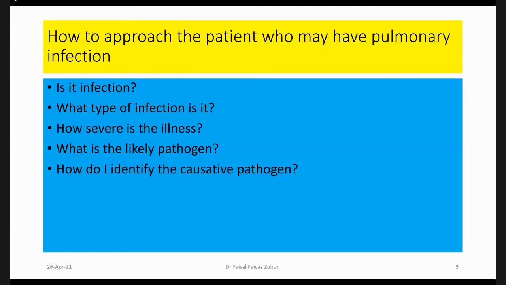So how to approach the patient who may have a respiratory infection? There are certain questions one needs to ask when we think that the patient might be suffering from a respiratory or pulmonary infection. First of all, the first question is: is it really an infection? Sometimes a patient may have a neoplastic or cancerous process or an inflammatory process, not an infectious process. So when we suspect the person has a pulmonary infection, the question is, is it really an infection?